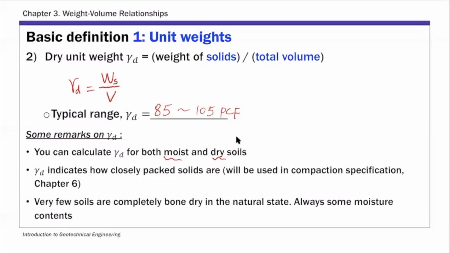And finally, very few soils in their natural state are completely bone dry. There's almost always some moisture content in soil. So even if it looks dry, it's going to absorb some moisture from the surroundings. It's very hard to come across completely bone dry soil, so you always have maybe 1–2% moisture content in your soil. So this is the second unit weight definition, dry unit weight.